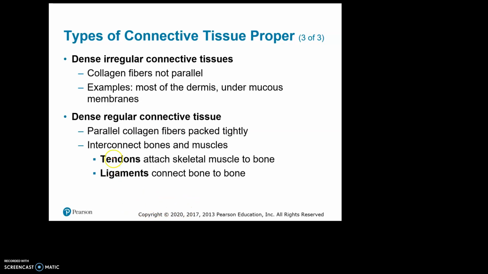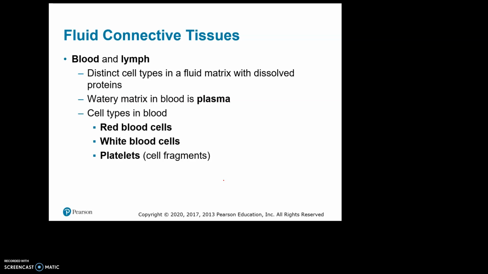And here, for dense regular connective tissue, you have the tendons and the ligaments. Tendons attach muscle to bone, and ligaments connect bone to bone, and they are dense regular connective tissue.